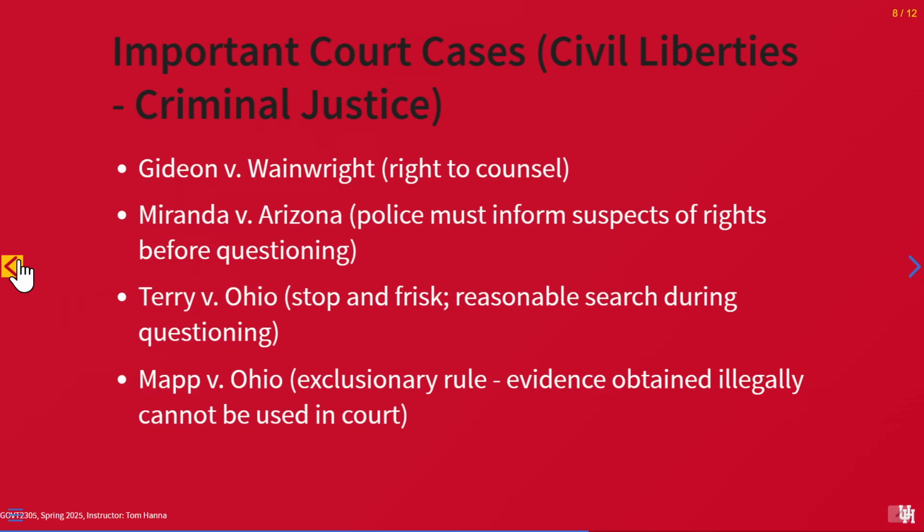Mapp versus Ohio is important here. There's the federal exclusionary rule, which is just a procedural rule in federal courts, that says evidence obtained illegally cannot be used in court. Well, Mapp versus Ohio applied that to the states. That means if the person doesn't have a lawyer and hasn't been given the opportunity to get a lawyer, and they make a confession, and the confession leads to other evidence, that evidence can't be used. If the police don't give the Miranda warning properly, the person isn't informed of their rights, and they give up information that leads to evidence, that evidence can't be used.